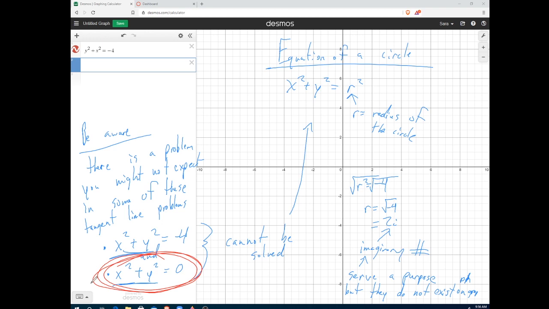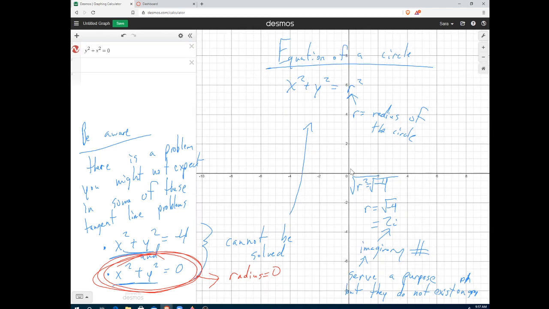It's a 0. Which means your radius is what? Nothing. So my radius here, if I were to put that into my graph, notice you actually do have something show up here. You do have a point, but, oh, hold on.